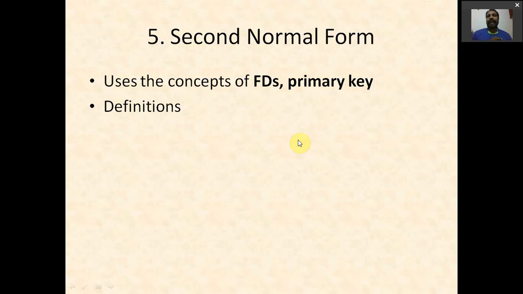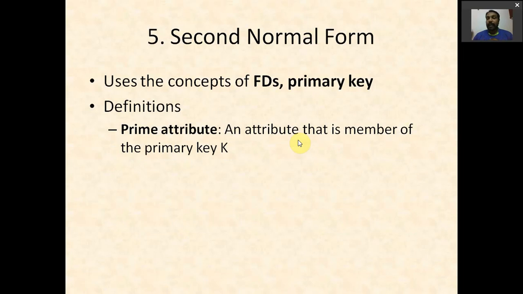Then next is second normal form. This second normal form uses the concepts of functional dependencies and primary key. We will define a prime attribute. In the previous lecture, we defined a prime attribute as an attribute that is a member of any of the candidate keys. Now we have changed the definition a little bit. Here, a prime attribute means it is a member of the primary key. If it is a member of the primary key, then it is known as a prime attribute.